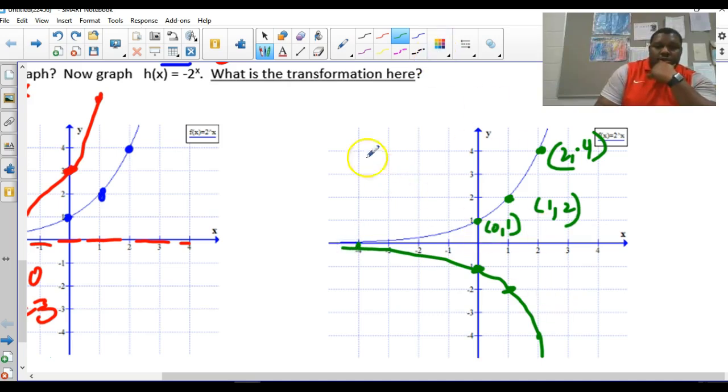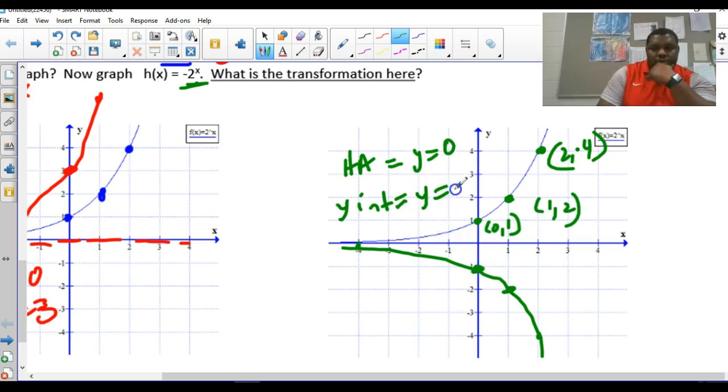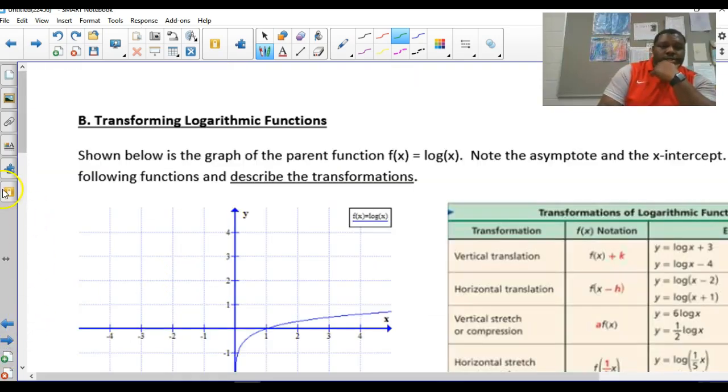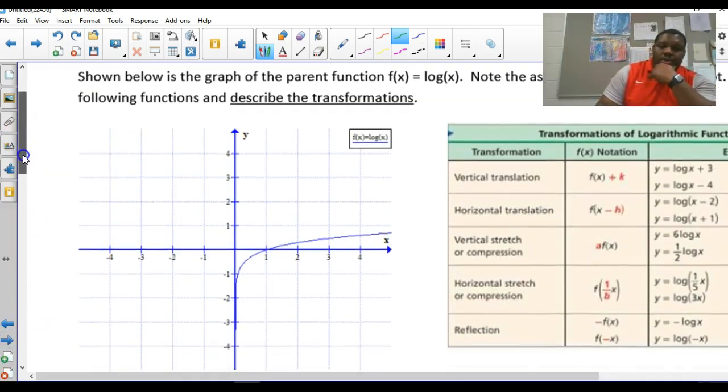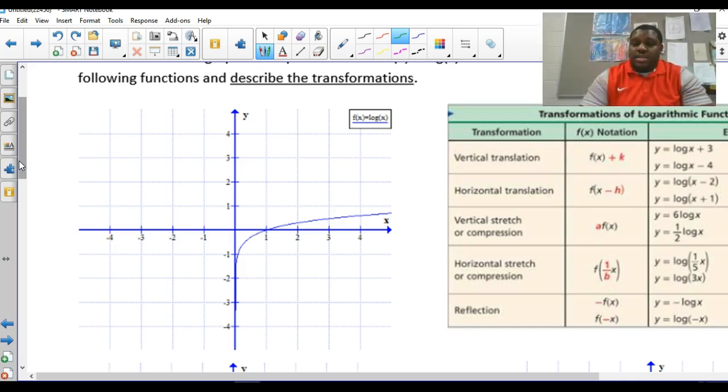And then we've got to answer the question about the horizontal asymptote. By the way, this is the equation for this one. The horizontal asymptote is still here, y equals 0, because nothing changed. I didn't move it up or down. And what's the y-intercept? Negative 1. y equals negative 1. Okay. Well, let's look on this back side. Guys, I'm telling you, the transformations do not change at all.